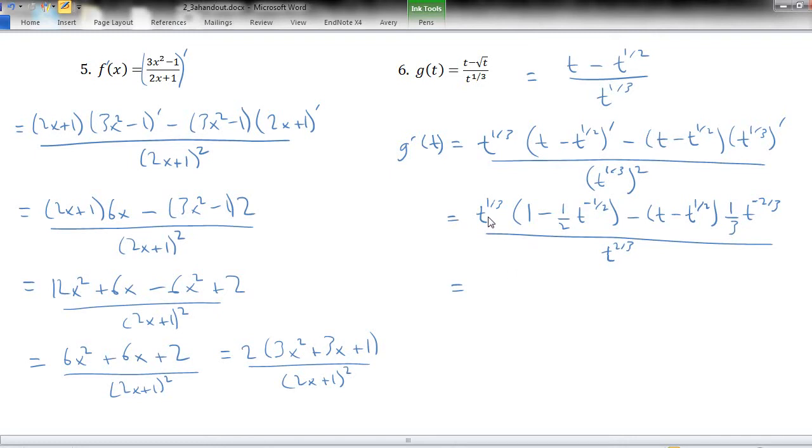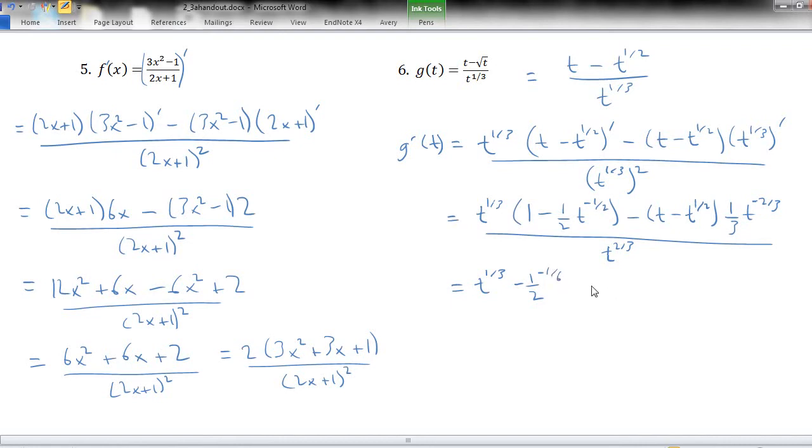Okay, so to distribute the t to the 1/3 into this factor, we multiply it by 1, and then we have minus 1/2 t to the 1/3 times t to the negative 1/2. In that situation, we add the exponents. So we have to figure out what 1/3 minus 1/2 is. If we put it over a common denominator of 6, we get 2/6 minus 3/6, which is negative 1/6.